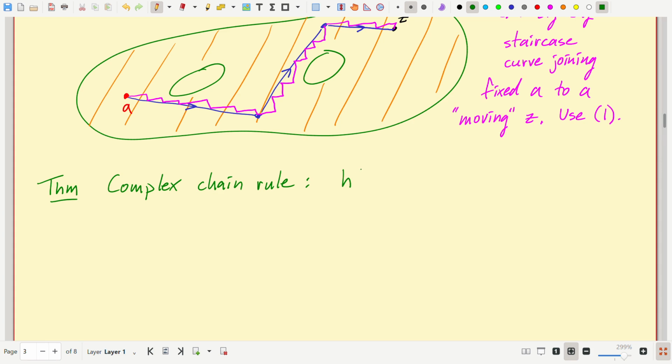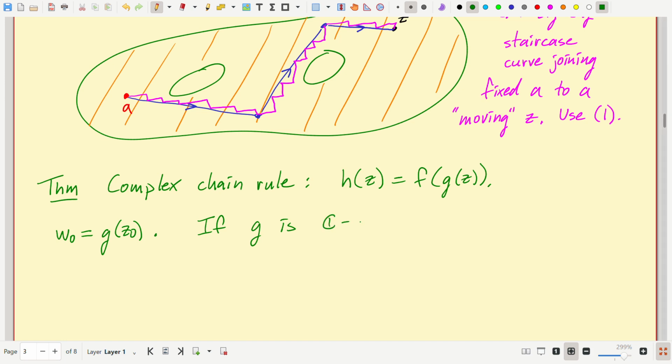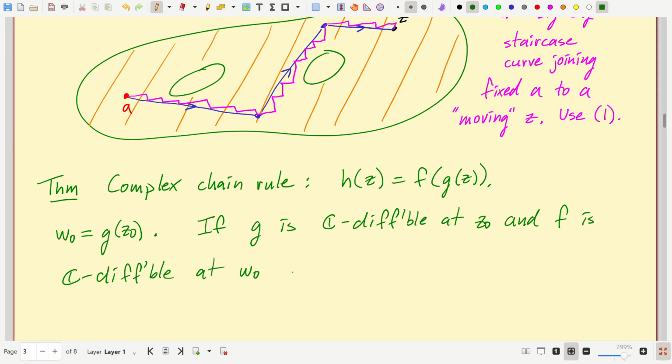It's about composing functions. If I write h of z as f of g of z, and I write w naught equals g of z naught, and the fact is, if g is C-differentiable at z naught, and f is C-differentiable at w naught, then h is C-differentiable at z naught.